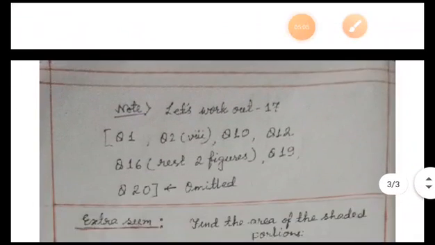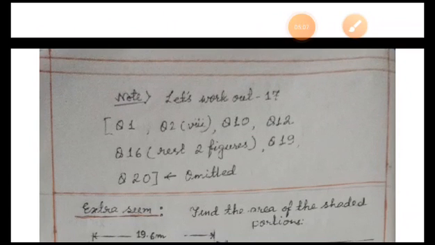Alright. Now there is a note, children. You note that these sums have been omitted. Okay. Let's work out 17. Question number 1, question 2, part 8, then question 10, question 12, question 16, the rest of the 2 figures, that means leaving out the ones which we have done in today's class, then question 19 and question 20. So just cross it out in your book with the help of pencil, the mentioned question numbers.